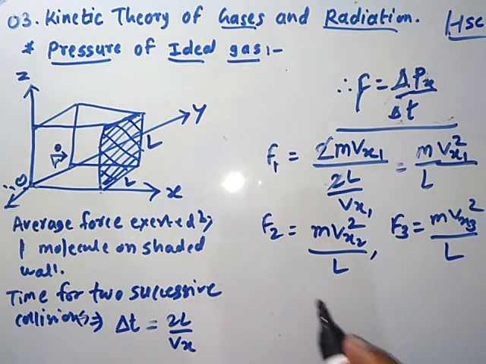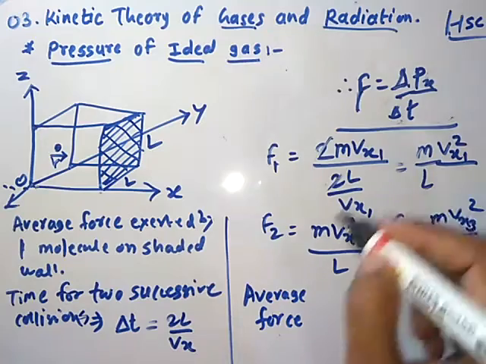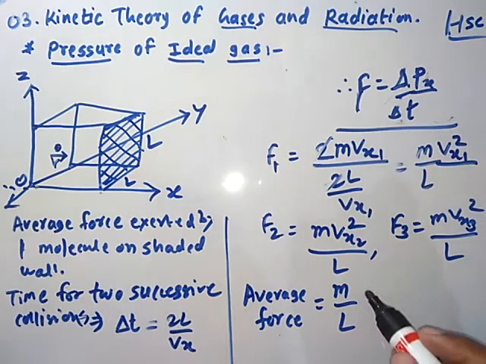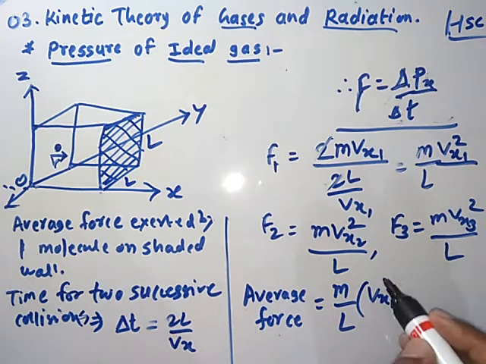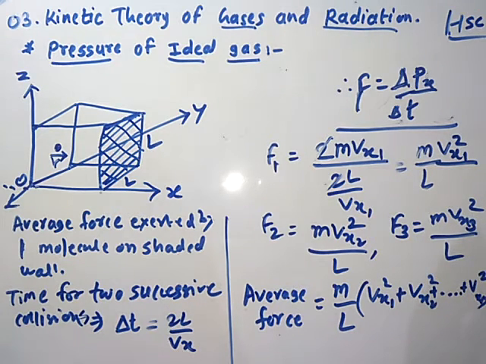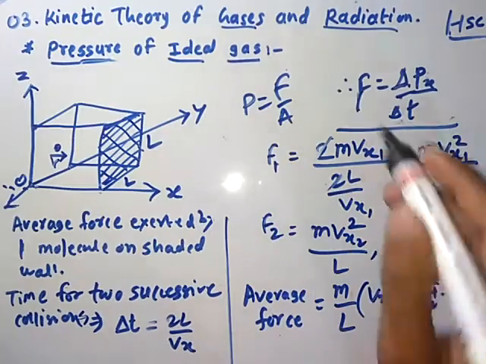So now we can calculate the average force of all these molecules. Then m upon L is constant for all quantities, and there is a summation of vx1 square plus vx2 square plus so on up to vx3 square plus, the last molecule, vxn square. So this is the average force we calculate here. Now we have the formula for pressure. Pressure is equal to force per unit area.